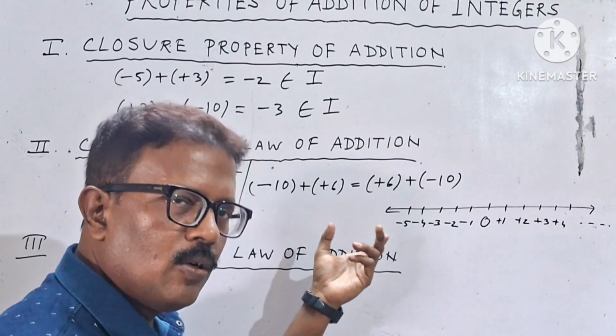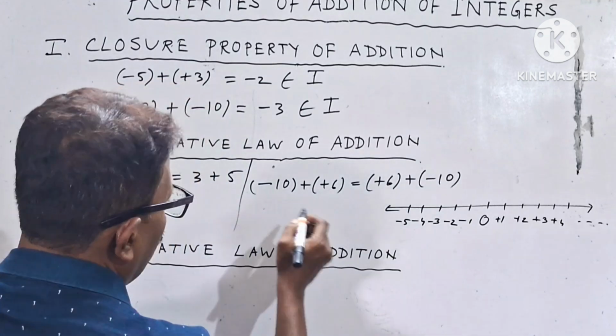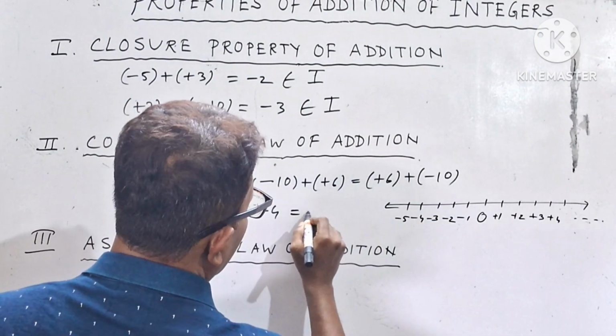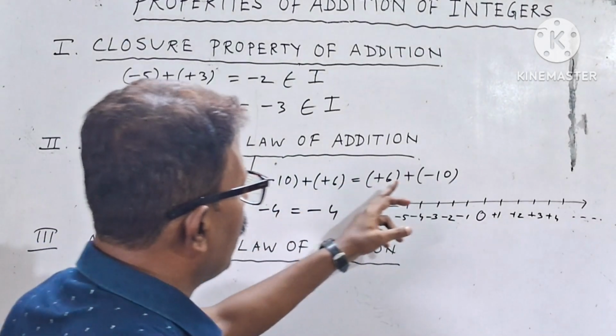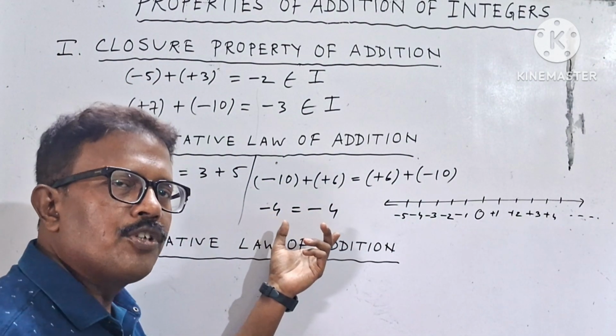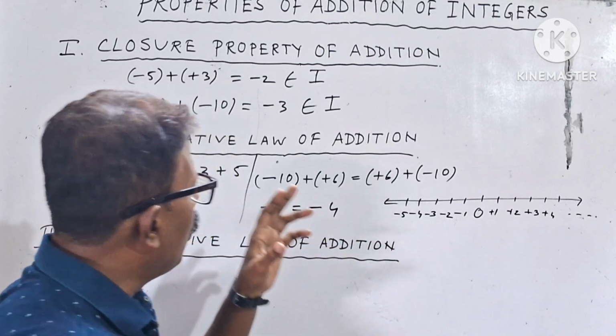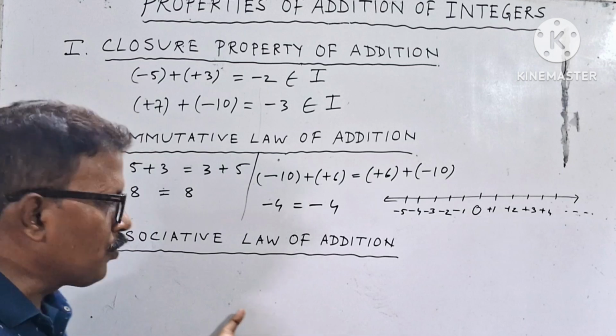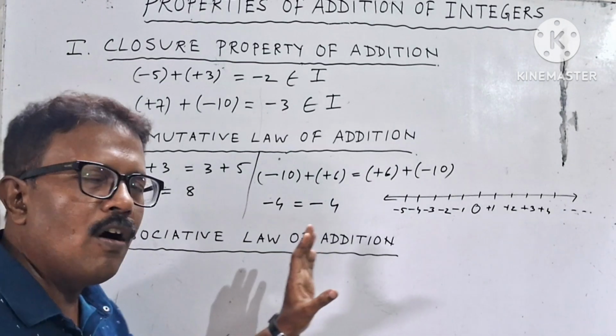Now let us check whether they are equal or not. On the left hand side, the result is minus 4, and on the right hand side the result is also minus 4. Therefore they are equal, and this is called the commutative property, and we can say that the commutative property holds for the addition of integers. Now come to the third point, the associative law of addition.